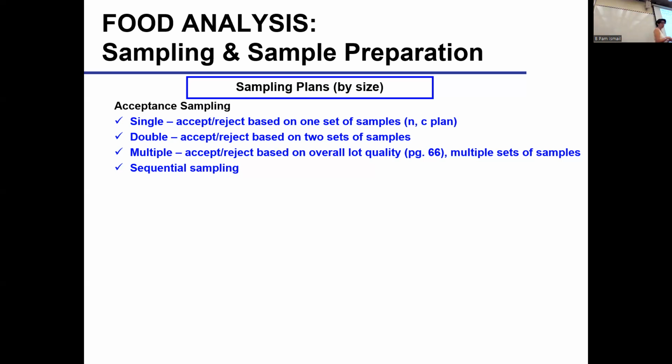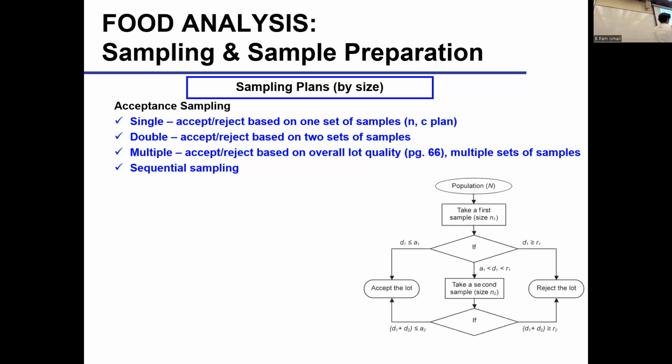Double sampling for accept or reject. In this case, for example, I showed you this earlier. You take a set number of samples randomly, and then you get the measure. If the measure is less than or equal to a certain action defect level, you accept the lot. If it's greater, then you need to do more testing.